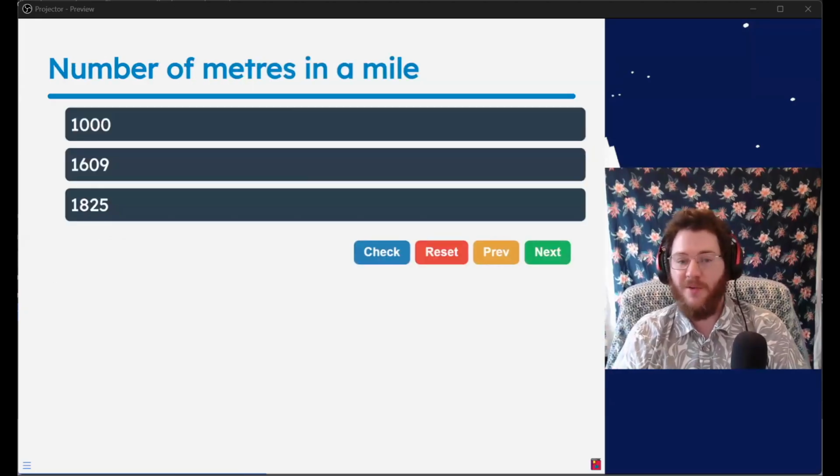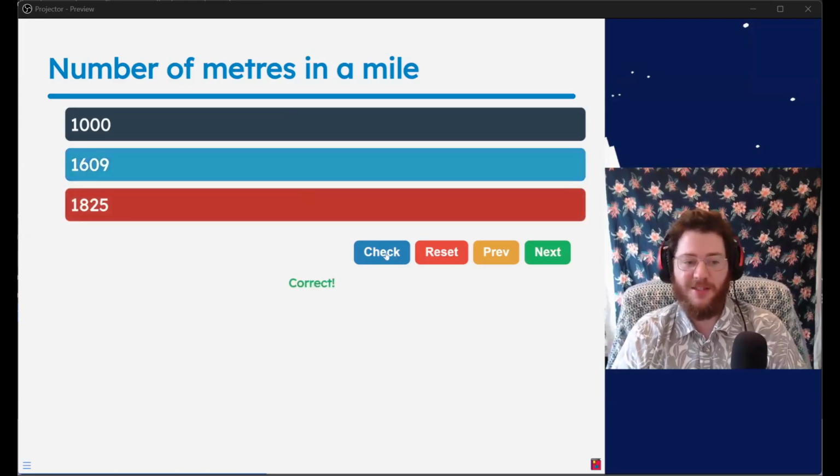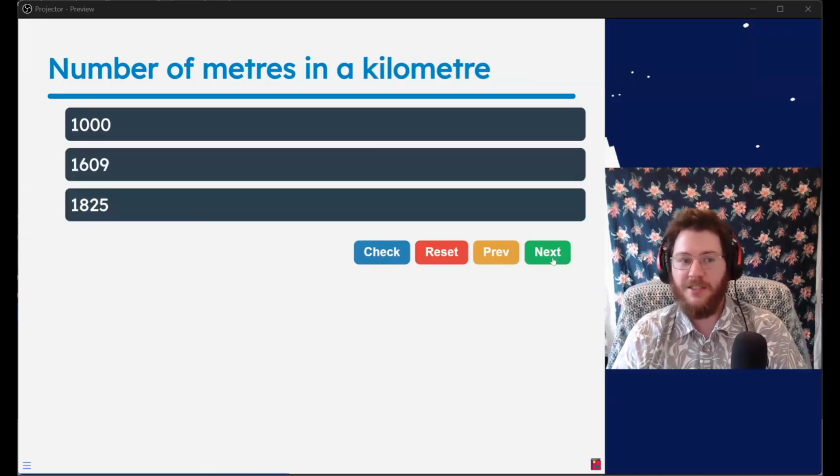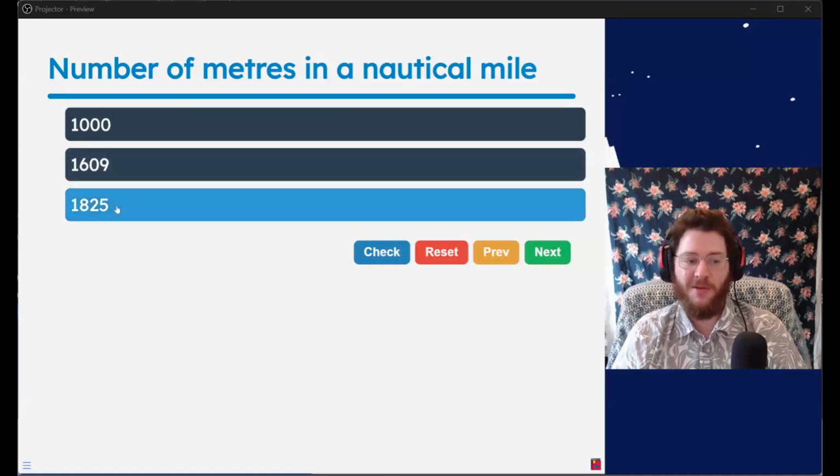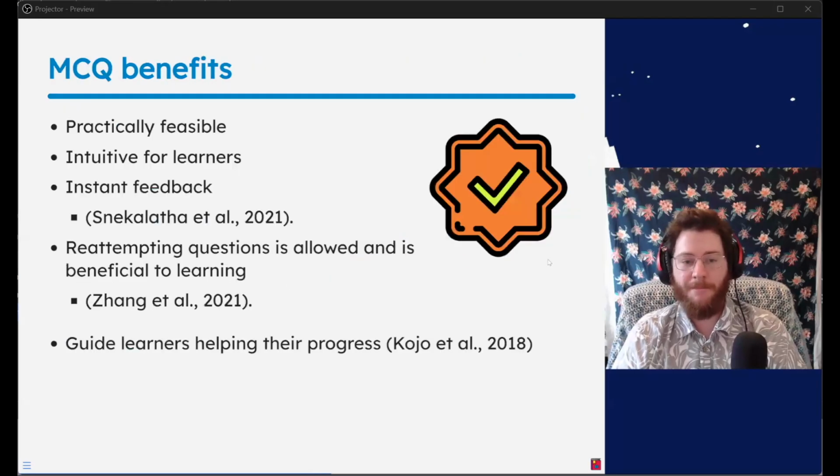The first question here is the number of meters in a mile. Let's try this one. No, that's incorrect. So it must be this one, 1,609 meters in a mile. The next question is the number of meters in a kilometer. That is 1,000. Let's check that one. That's correct. And the number of meters in a nautical mile, well, 1,609 was a normal mile, so it's most likely 1,825, which is correct. So that's showing you my design strategy.